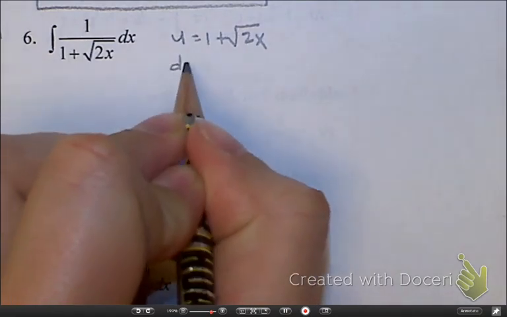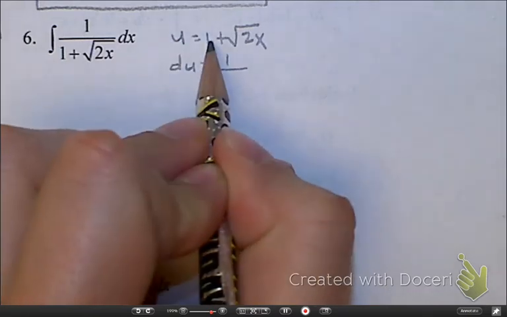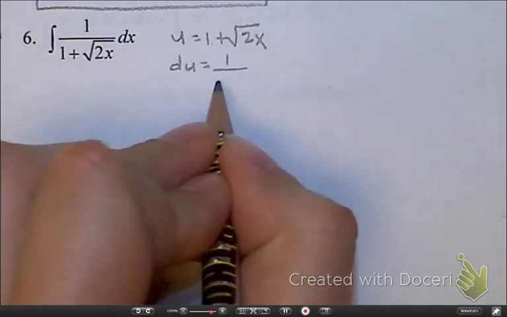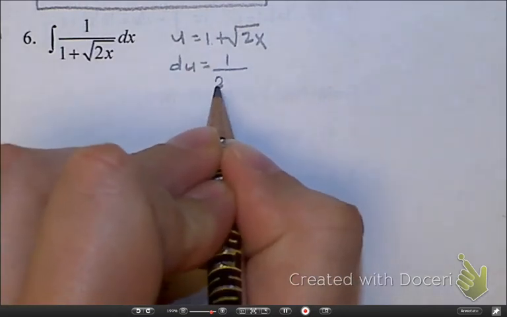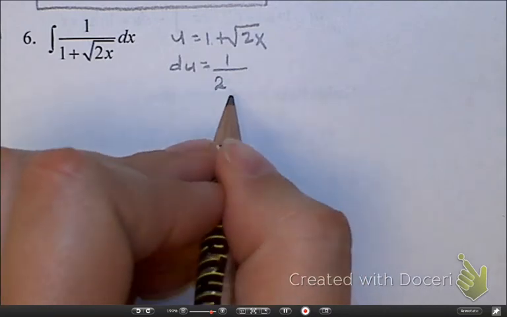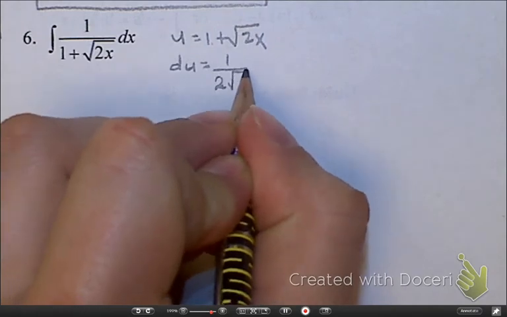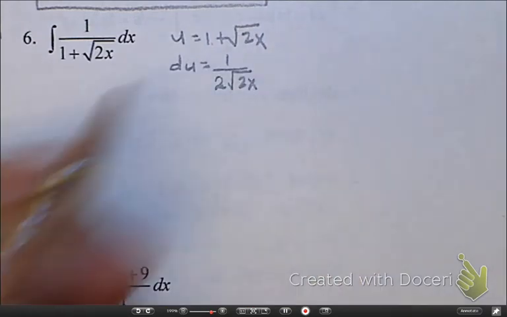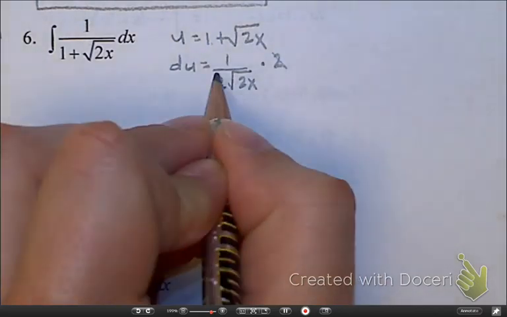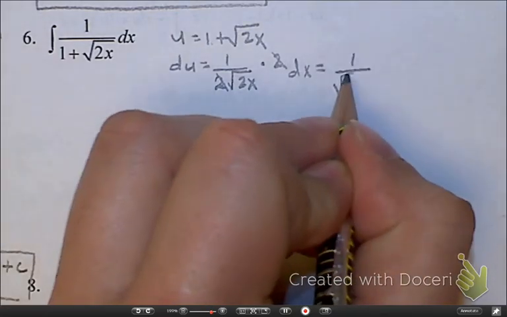If we take the derivative of that, du, the derivative of 1 is just 0, the derivative of the square root of 2x, since that's 2x to the 1/2, it would be 1/2 times 2x to the negative 1/2, and 2x to the negative 1/2 is down here on the bottom. So that's the derivative of the outside, times the derivative of the inside would be times 2, so this 2 would cancel out with that 2. So du would equal 1 over the square root of 2x dx.